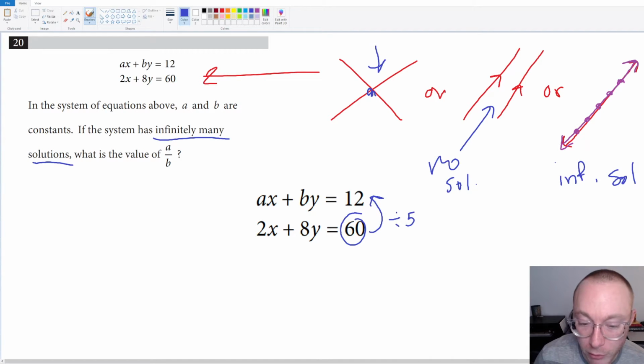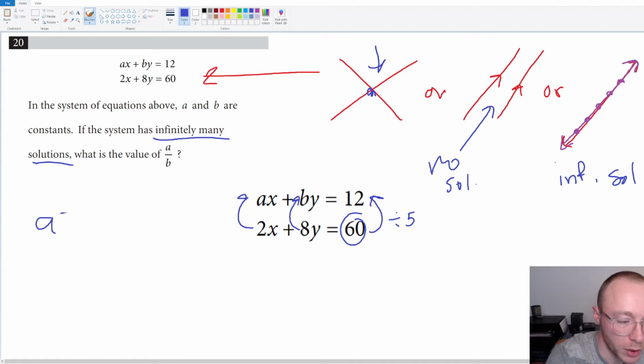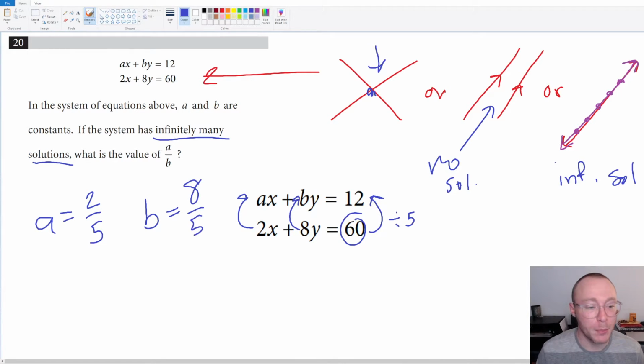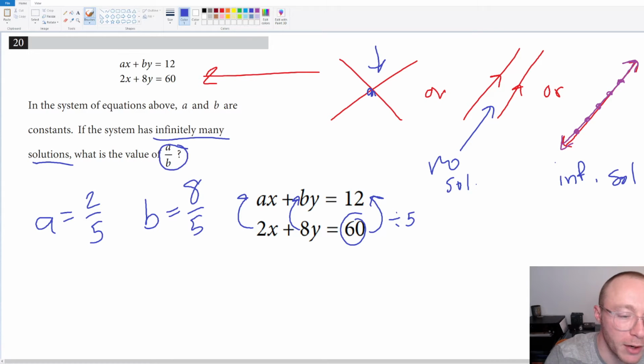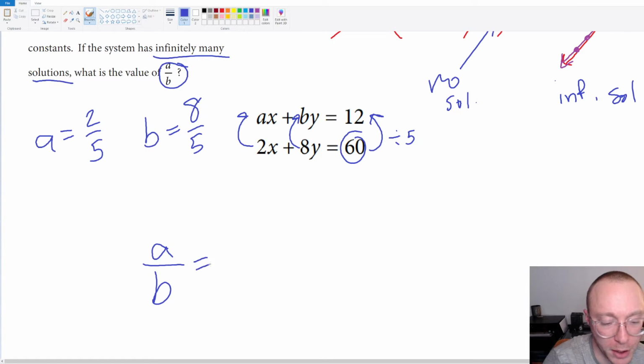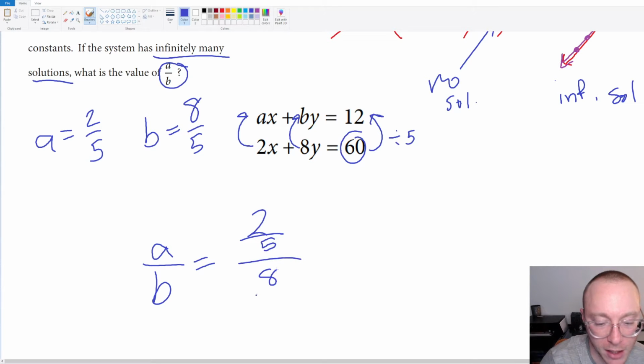gets you 12. So if we do the same thing, A is just 2 divided by 5, and B is just 8 divided by 5. So A would be equal to 2/5, and B would be equal to 8/5. If we use these values for A and B, it's not hard to figure out what A over B is. We take both of these fractions, and A over B is just going to be 2/5 over 8/5.